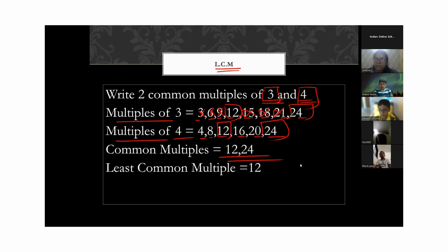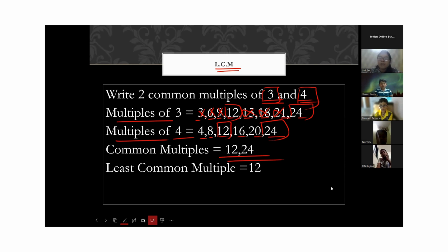Which one will I pick? 12 or 24? Which one? 24. Why? Ma'am, 24. Why? Ma'am, it's common.